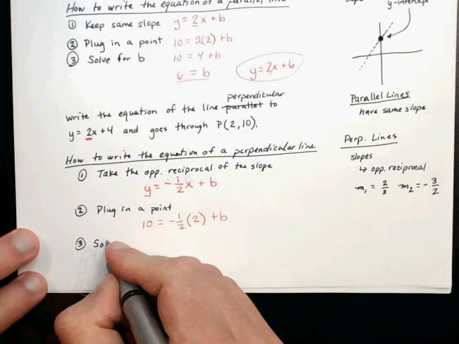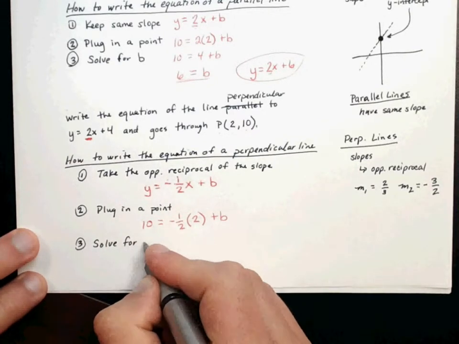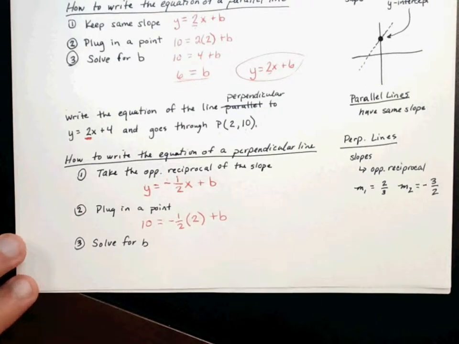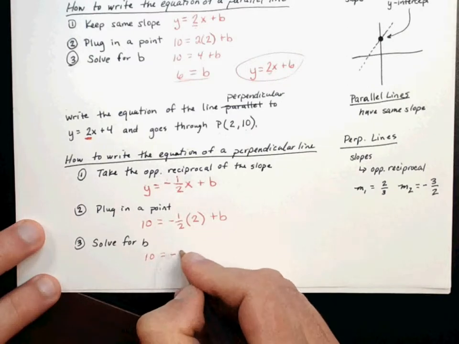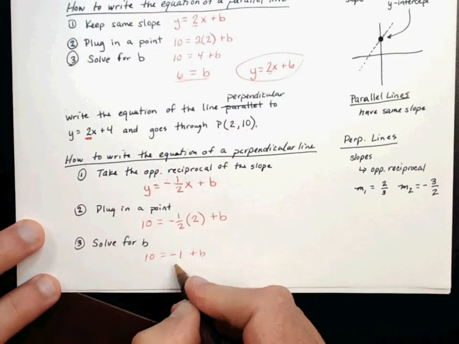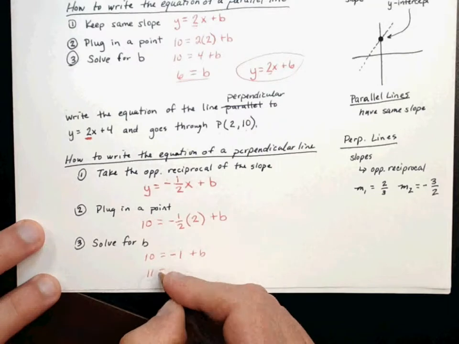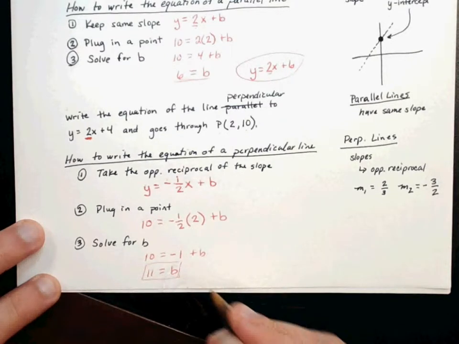Finally, we're going to solve for b. So we would get 10 equals negative 1 plus b. So we're going to add 1 to both sides, and then we get b is 11.